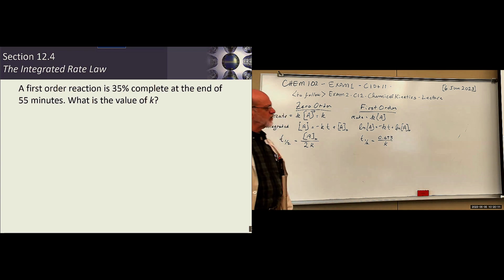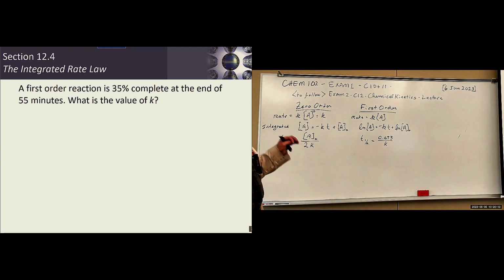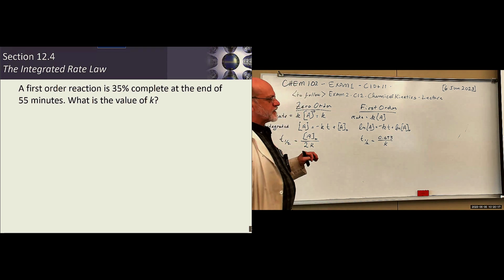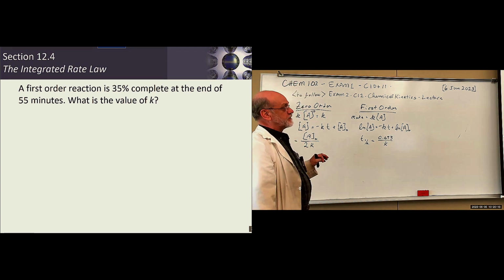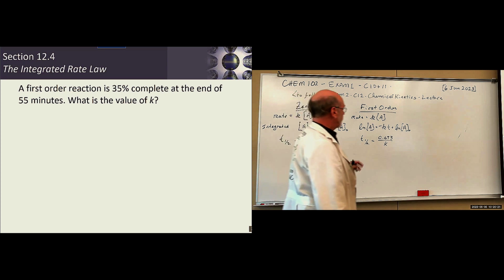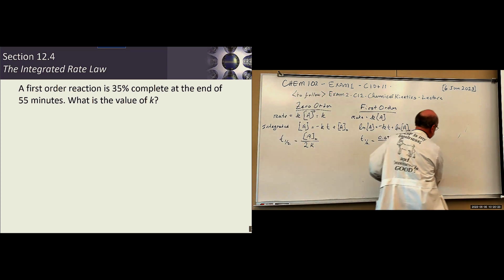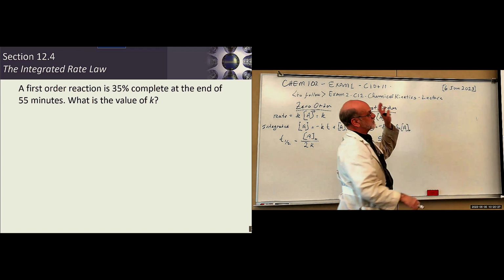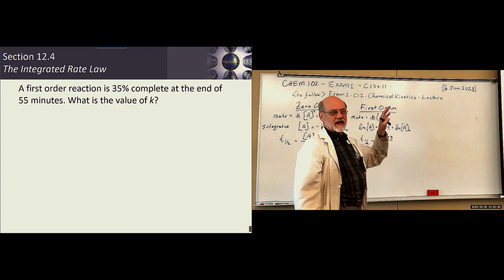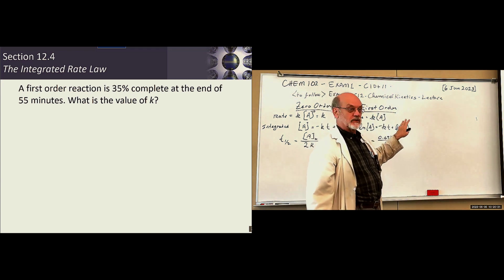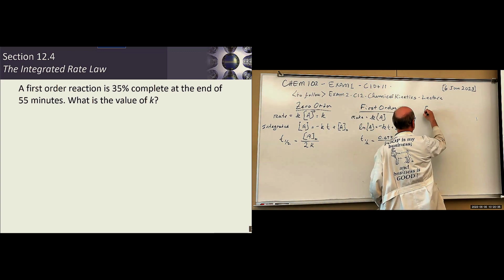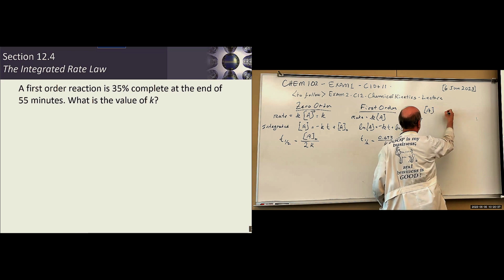Oh, we're going to have a little problem here. Before we get to second order, we're going to work with first order. A first order reaction is 35% complete at the end of 55 minutes. What's the value of K? Okay, what I do with a problem like this, as always, is I extract information from the word problem and put it in a form that's more recognizable. So I would have concentration of A and time.